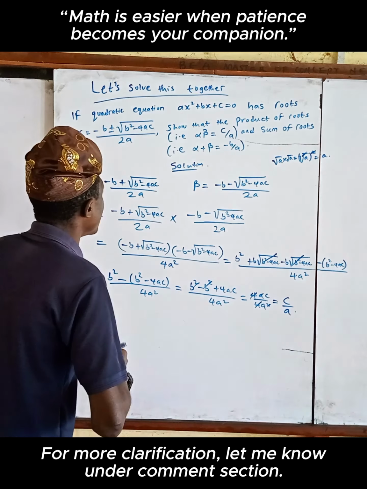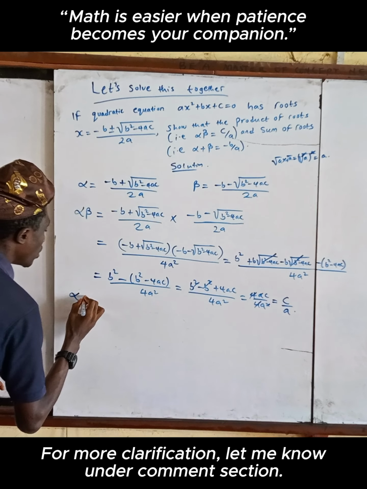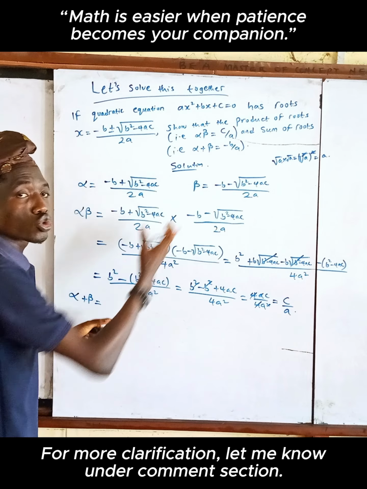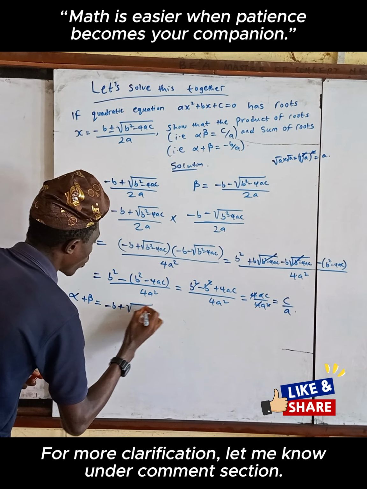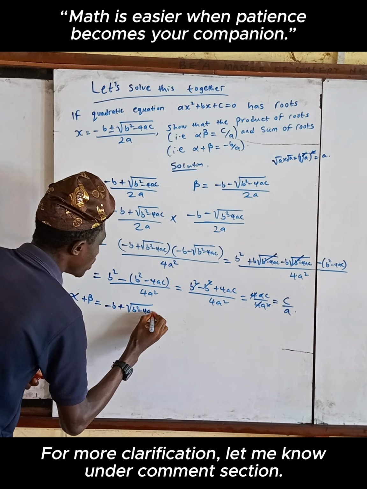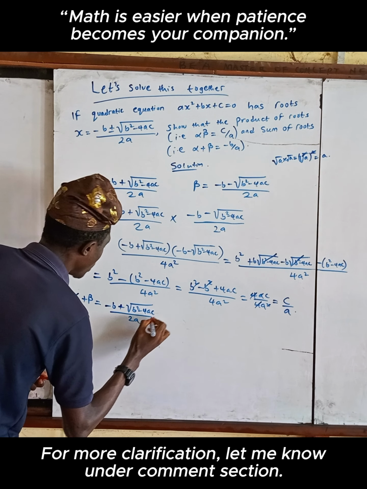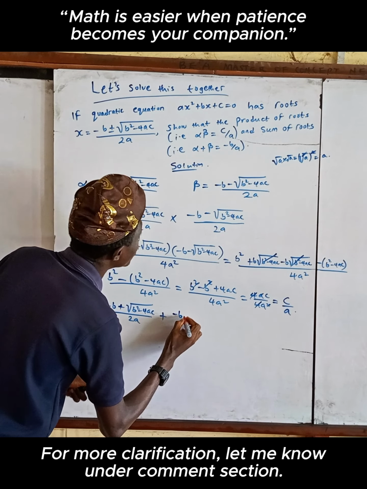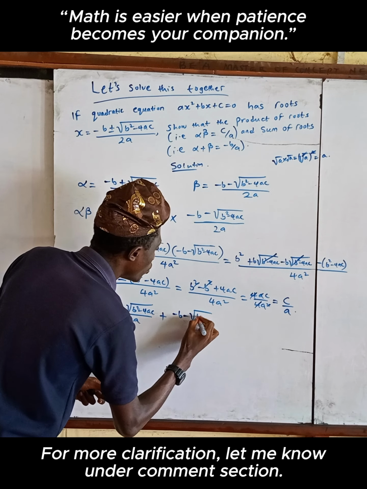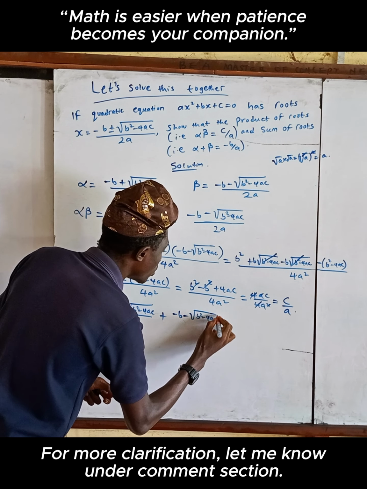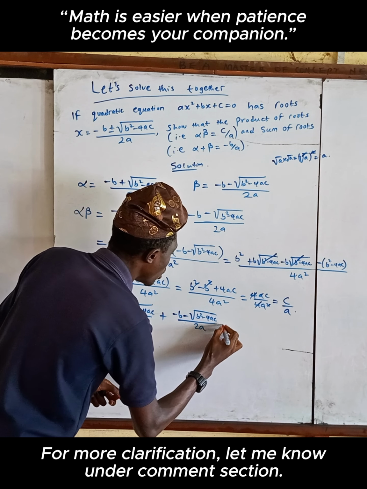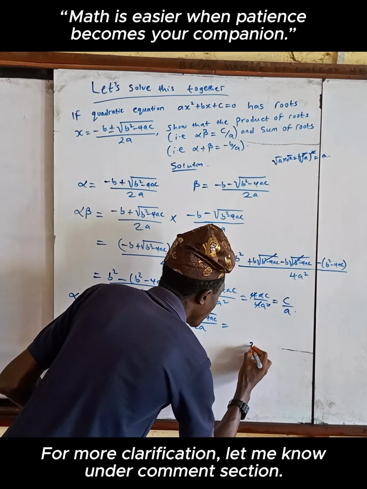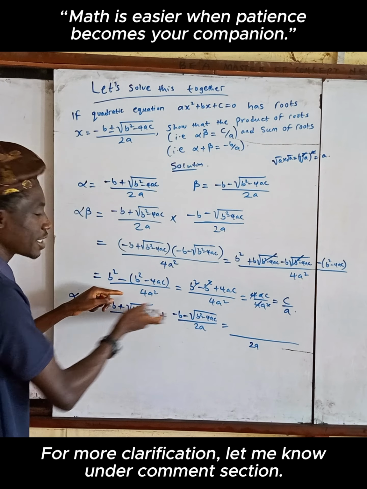Now let's quickly look at the sum of the roots. We are still making use of the two roots that we have: minus b plus square root of b squared minus 4ac over 2a, plus, don't forget, we have negative here, minus b minus square root of b squared minus 4ac over 2a. From this place, what is our LCM? It is 2a. So if you pick your 2a like this, just add the ones at the top.